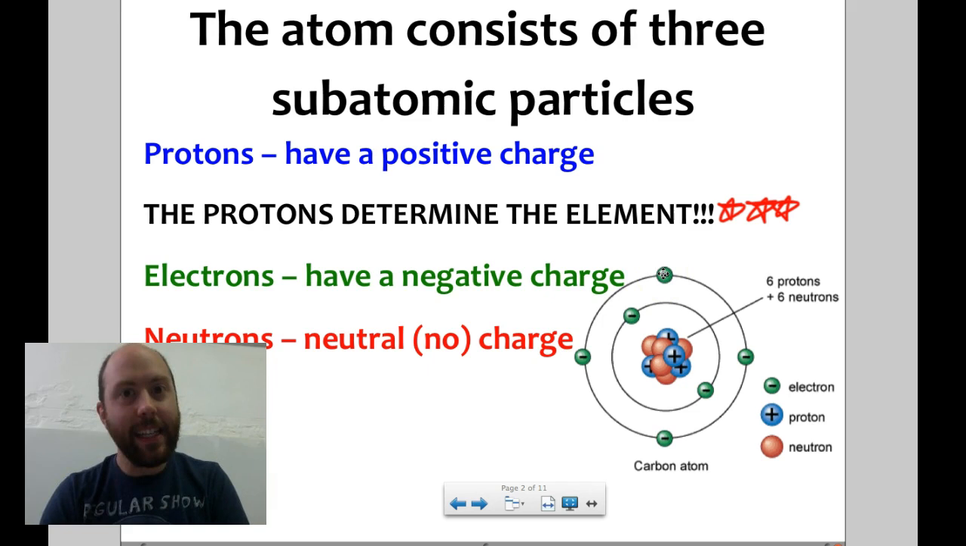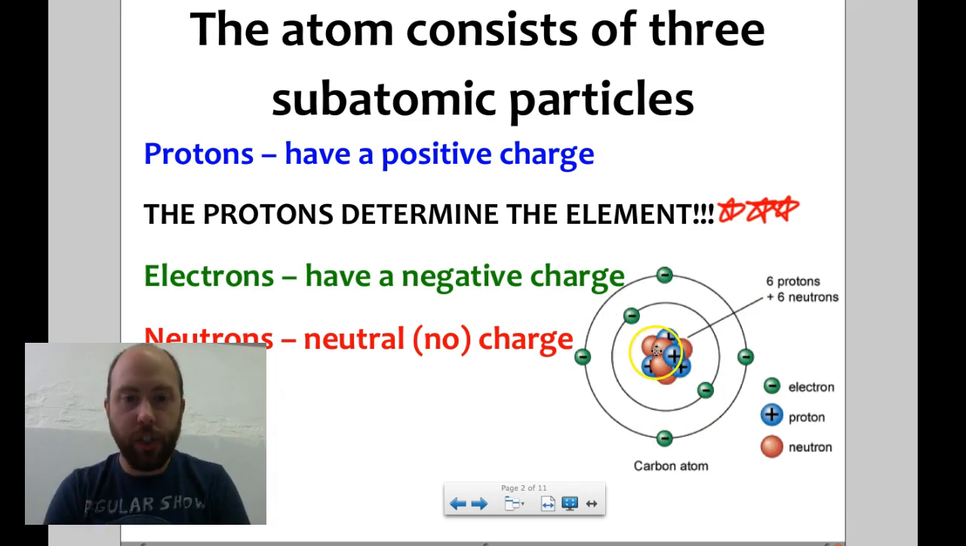Electrons have a negative charge. There's no easy way to memorize that. You know, P, positive, protons, P, that's easy to remember. Electrons are just negative. You just got to memorize that. But you'll notice that the electrons are circling out here. And we'll talk about what they're circling, and why, later on.